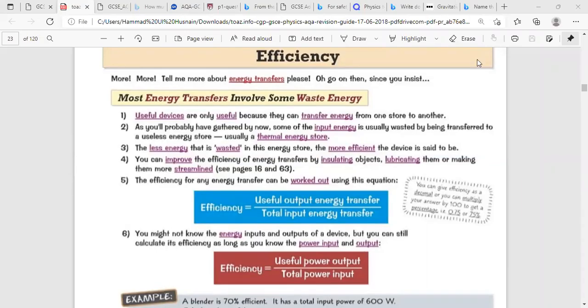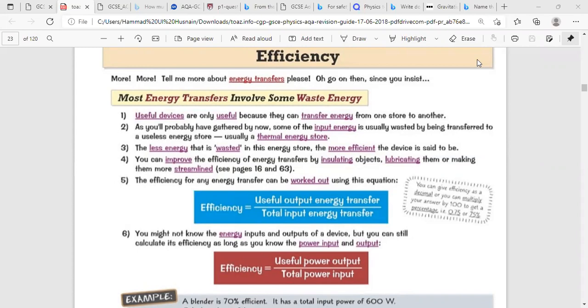We were discussing efficiency, that efficiency is the measure of how well a body utilizes the input energy to do useful work, or to convert the input energy into a useful energy store. So this is what efficiency means.